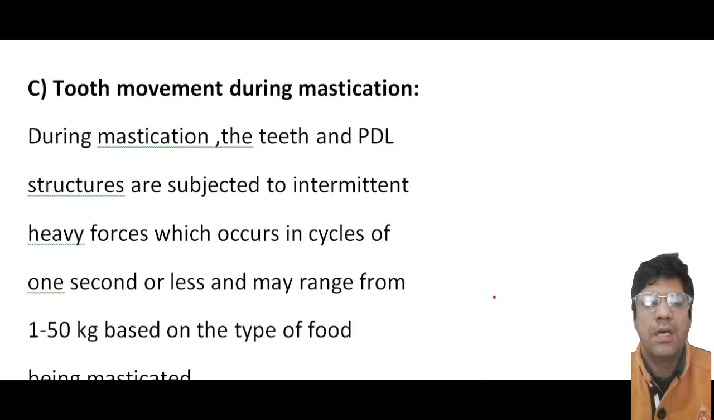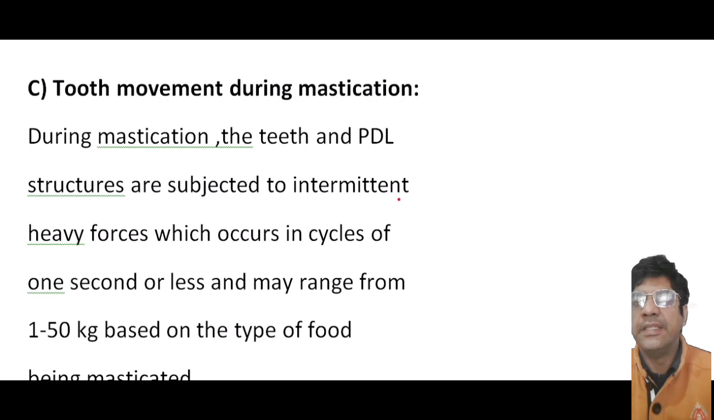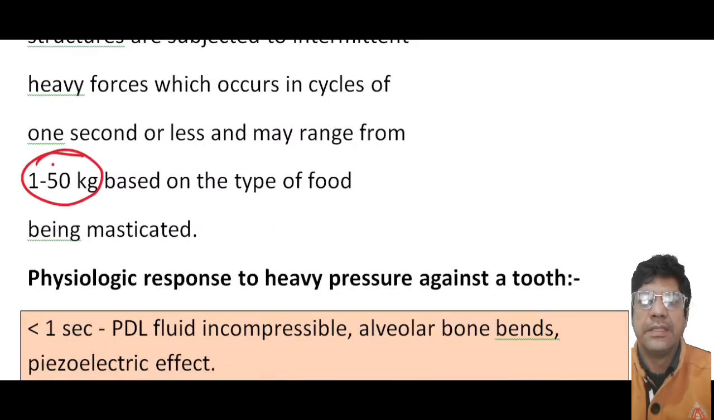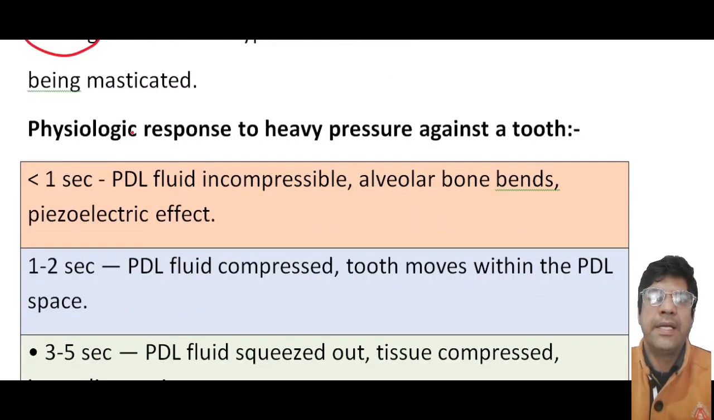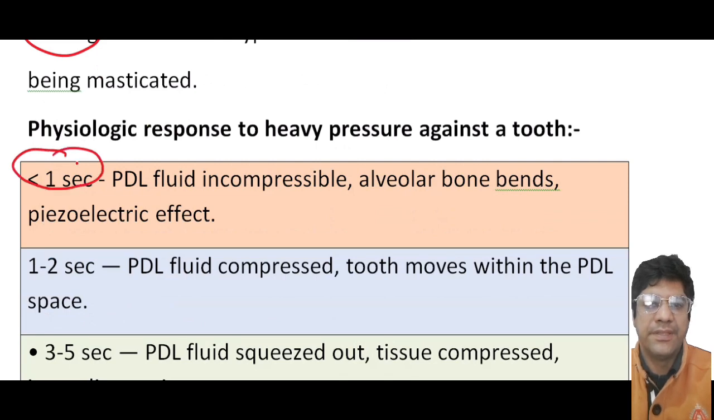adjacent teeth. The third is the tooth movement during mastication. While chewing, the teeth and periodontal ligament exhibit intermittent heavy forces in quick cycling that may range from 1 to 50 kg. So depending upon the physiological response to the pressure on teeth, if the pressure is immediate and lasts for less than 1 second, the fluid within the periodontal ligament is essentially incompressible, causing initial resistance to the forces.